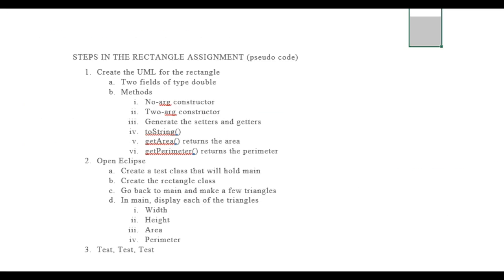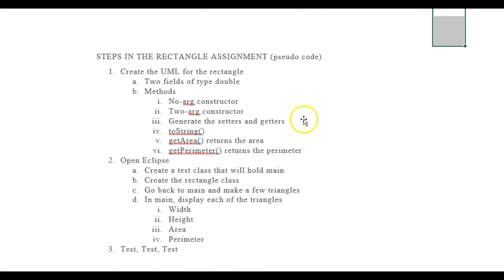The next thing I had to do was create the UML. So to create the UML, I'm going to do that in Excel. You could do it in Word. You could do it in Visio. I like it in Excel.